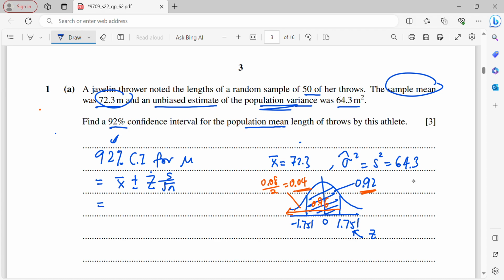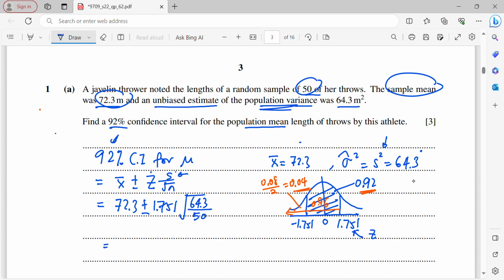Now just replace all the values. Your x bar is 72.3 plus minus the critical value 1.751. This s is the sample standard deviation, which means we need to get s from the s squared. Then I have to take the square root of this value. Since I need to take the square root, I will combine it with the denominator. So it will be square root of 64.3 over the n, which is 50.